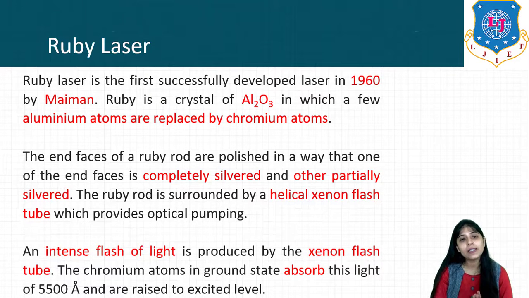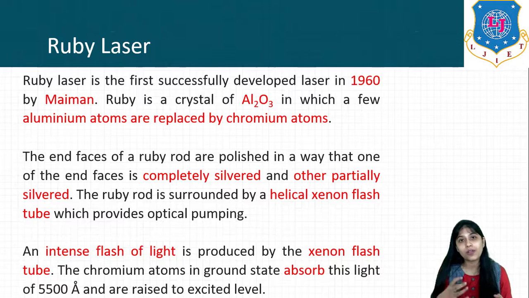Right, so it consists of a crystal which is made up of aluminium oxide, in which a few aluminium atoms are replaced by chromium atoms. Then the end faces of the ruby rod are polished in such a way that one of the end faces is completely silvered while the other is partially silvered. That means one is a perfect reflector while the other is a partial reflector. Okay, why is this so?